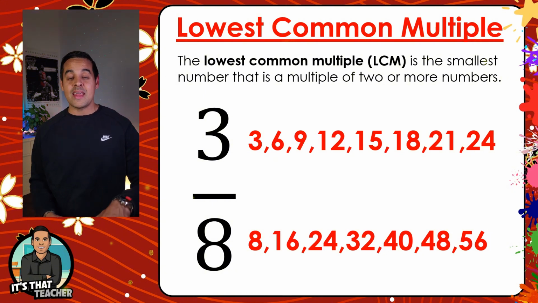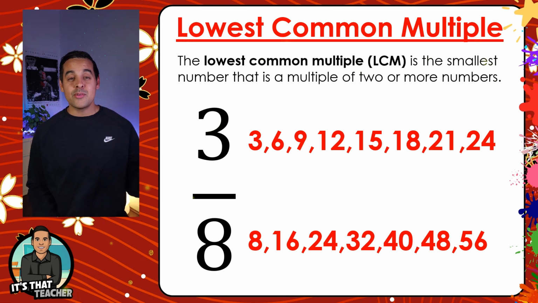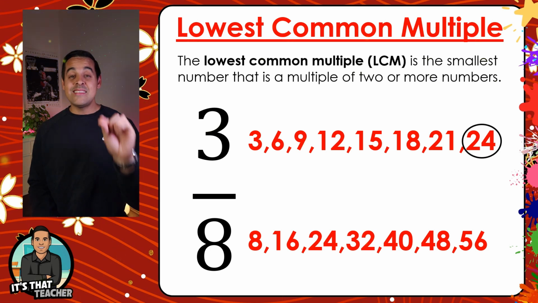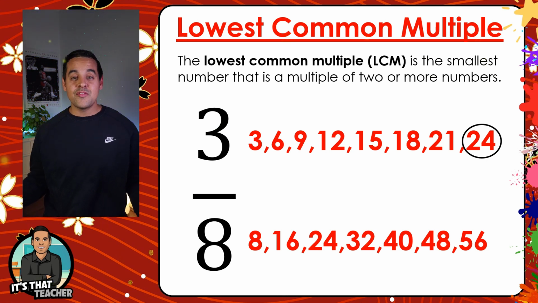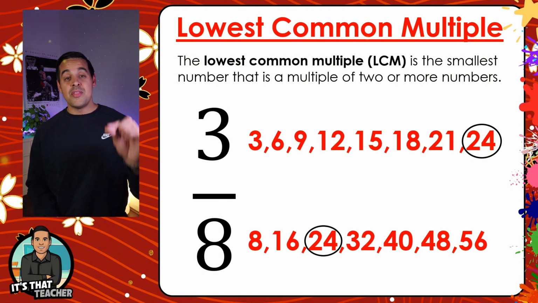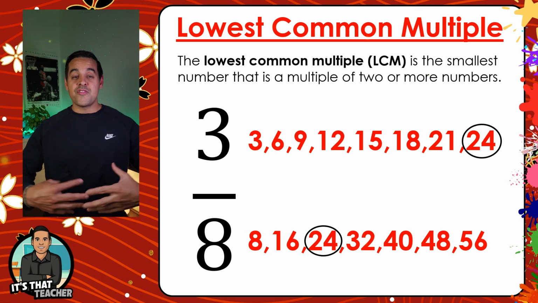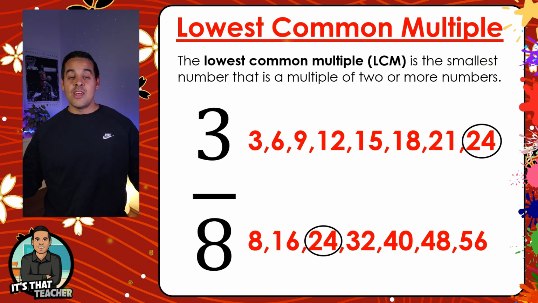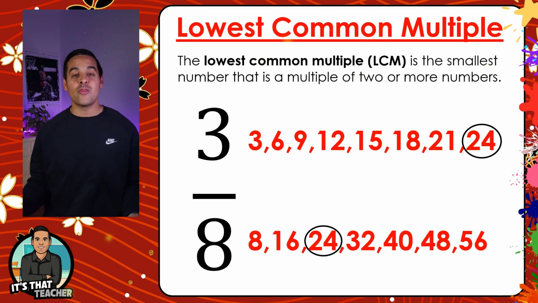I'm really trying to break this down so it's simple. As you can see, nothing is the same between the 3 times tables and the 8 times tables until we hit the number 24. 24 is a common multiple of both the 3 times tables and the 8 times tables. It's the first time that the two times tables meet and share a common multiple.